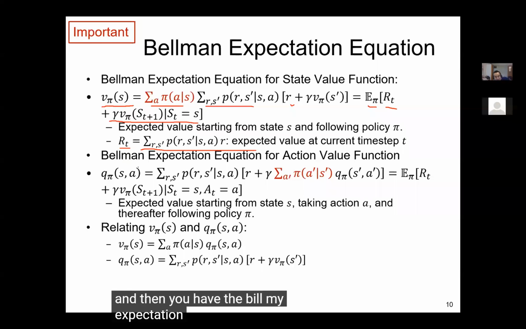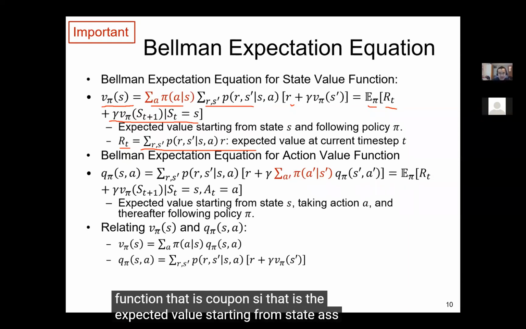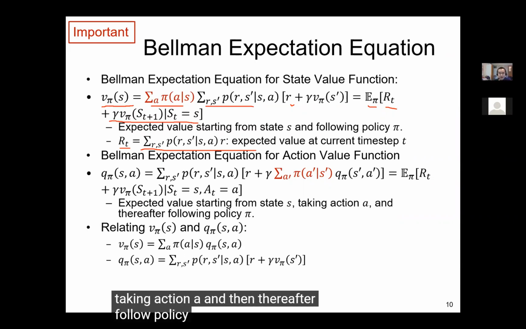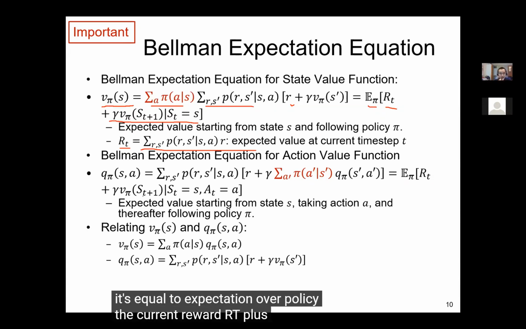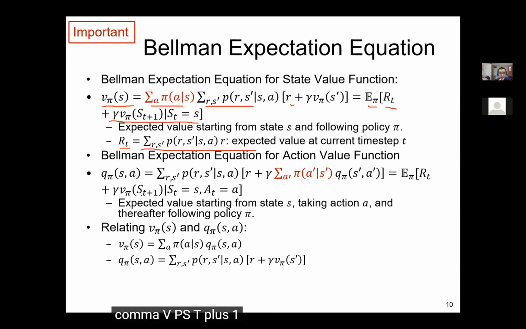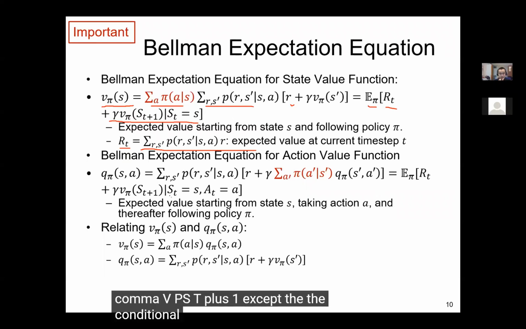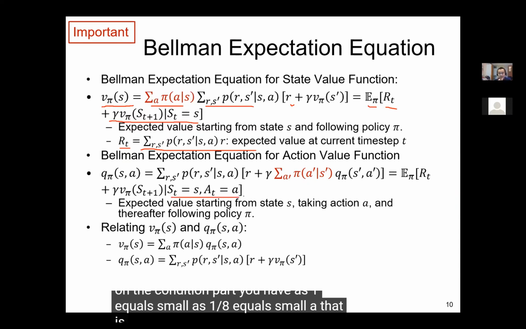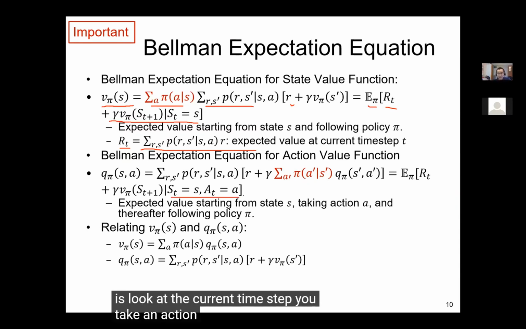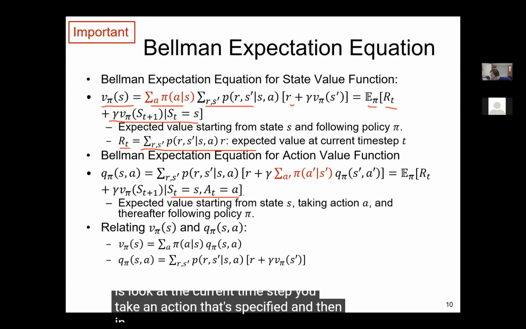And then you have the Bellman expectation equation for the action value function. That is Q pi s a, the expected value starting from state S, taking action A, and thereafter following policy pi. So first you take action A, and then you follow pi. It's equal to the expectation over policy of the current reward RT plus gamma v pi S t plus 1, except the conditional part on the right has S t equals small s and A t equals small a. That is, at the current time step, you take a specified action, and then in the future, you follow the policy.